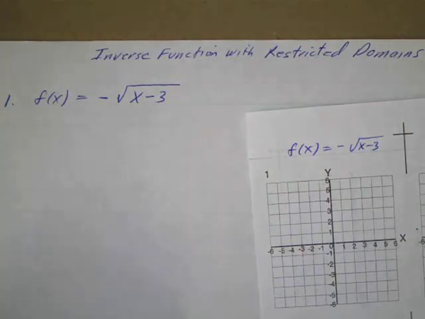Okay, we're going to talk about inverse functions, finding the inverse of a function, but with restricted domains. Sometimes we have a naturally restricted domain based upon the function's characteristics, and sometimes we just have to give a restriction on the domain in order to make it one-to-one. So I'll start with this particular problem.